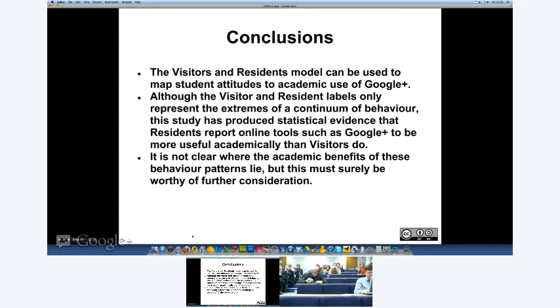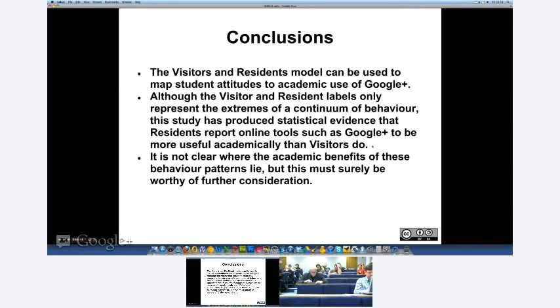So, conclusions then. We think this visitors and residents model is really useful, and we think it helps us understand students' attitudes towards Google+. And we think it extends statistical evidence that we're able to extract from the network. And by looking at questionnaire responses, we see that residents actually say they find Google+ to be a more useful academic tool than visitors do.